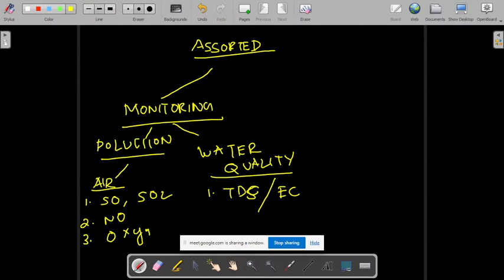Today we'll start up with TDS and electrical conductivity. And actually the first part of the unit is about basics of pollution monitoring.